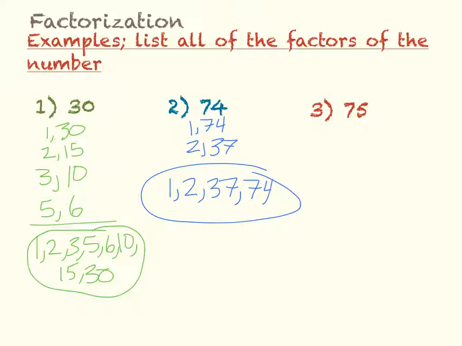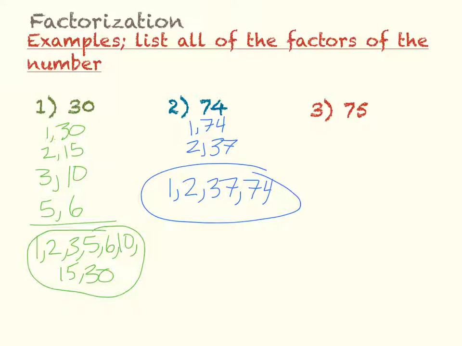To do this, you just take all the numbers. If you're not sure, take all the smaller numbers up through 74 and try to divide 74 into them. You keep in mind you only have to go to 37, though. So that's one way to do it if you don't know some factors.